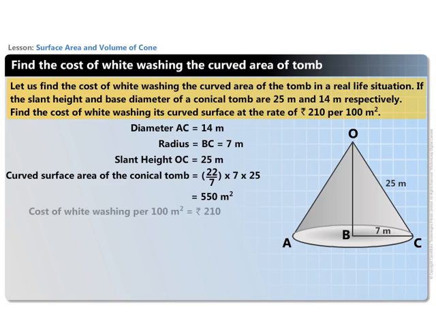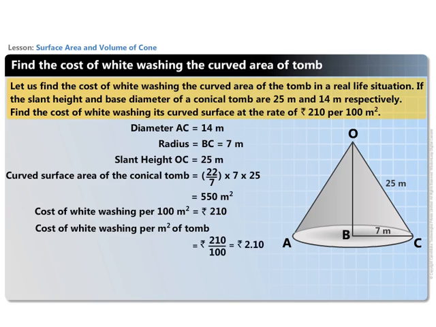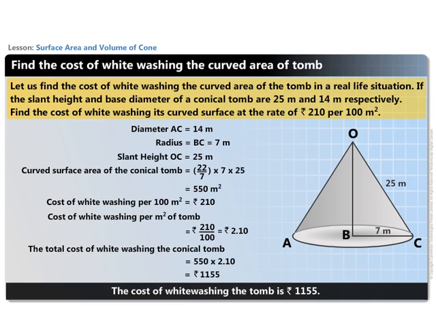meters square. It is given that the cost of whitewashing per 100 meters square is Rs 210. The cost of whitewashing per meter square of tomb is Rs 2.10. So, the total cost of whitewashing the conical tomb is obtained by multiplying the curved surface area by Rs 2.10, which comes out to be equal to Rs 1,155.